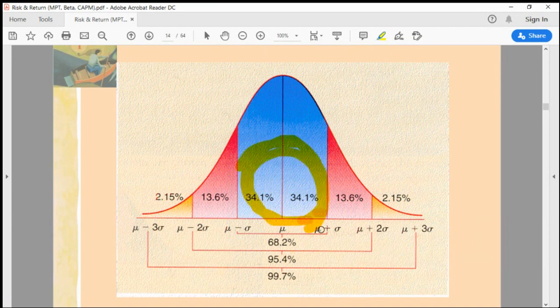Now, and then there is, okay. Then the probability of falling within two standard deviations around the mean, right? Two standard deviations around the mean, right? This is two standard deviations, right? Is 96%, right? The probability is 96%.